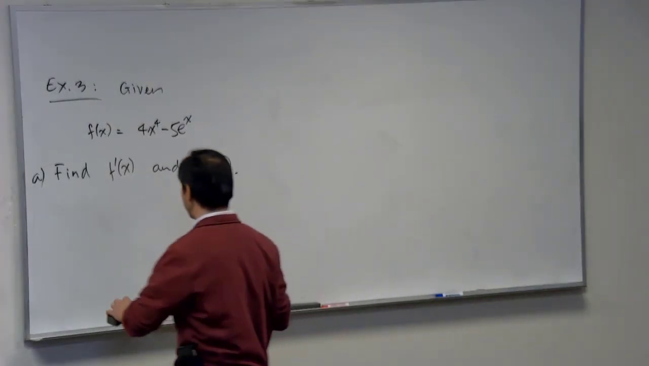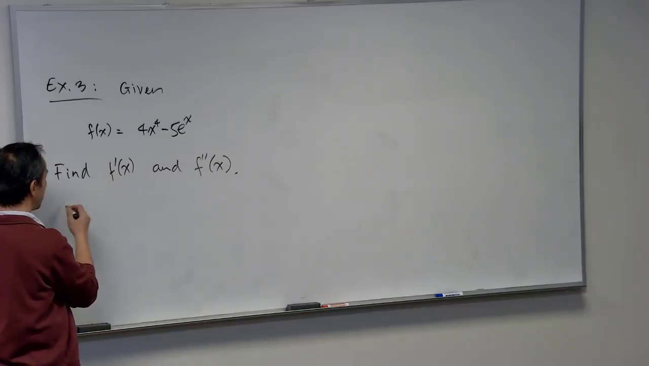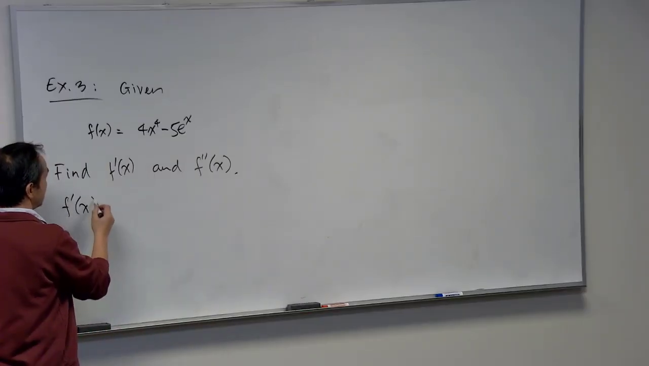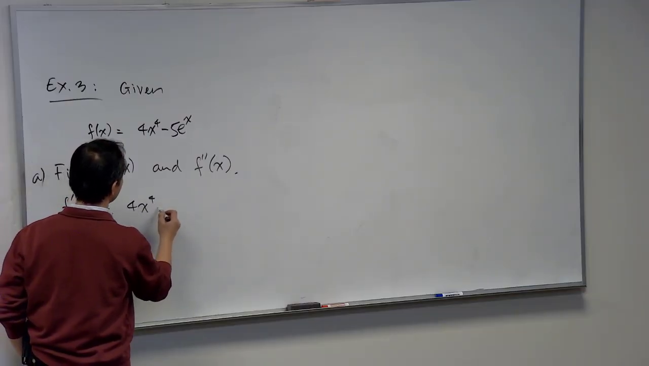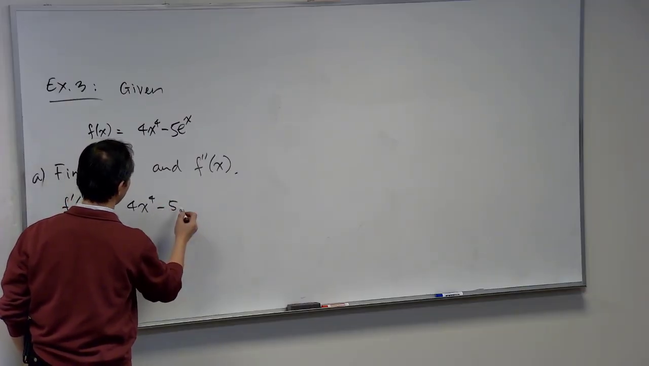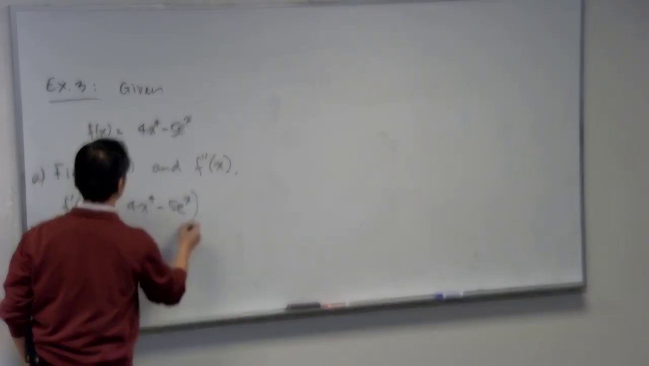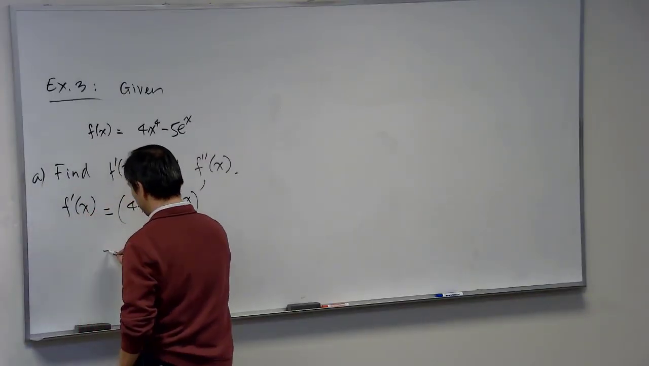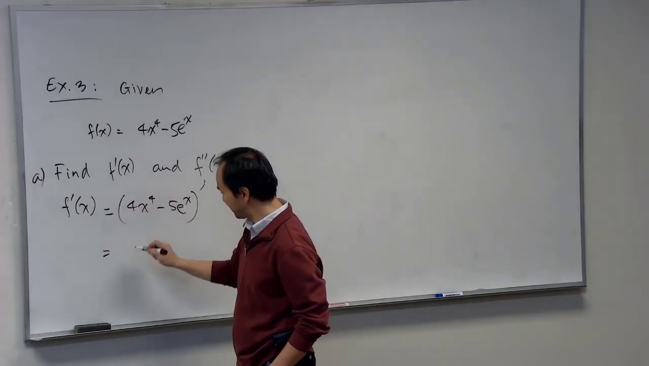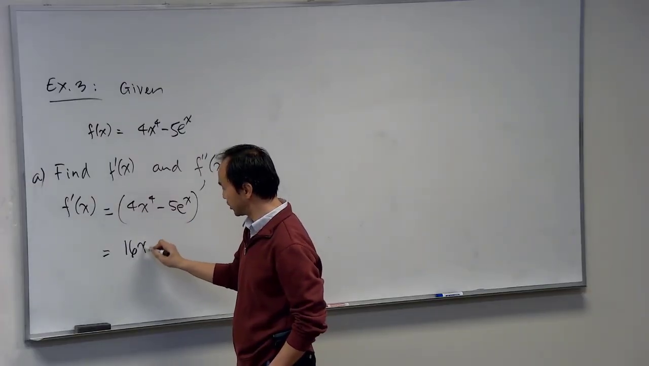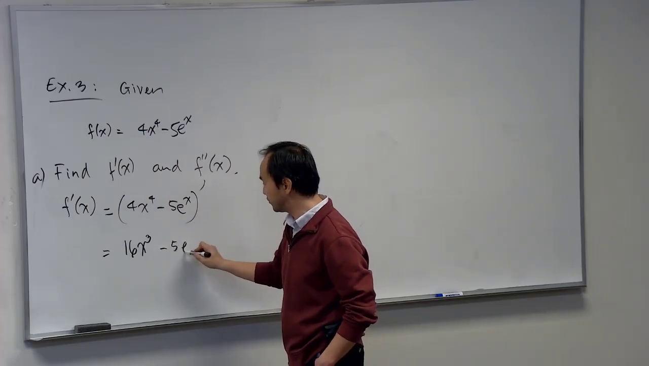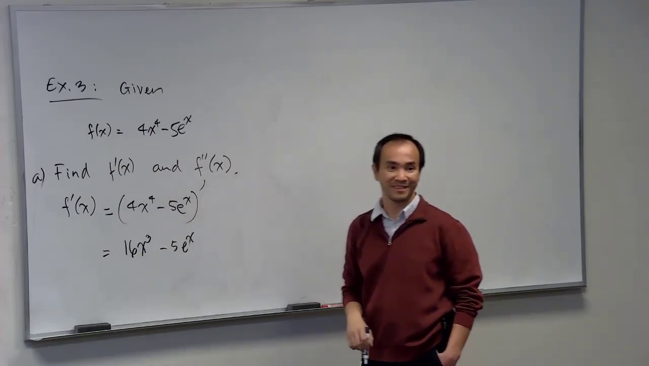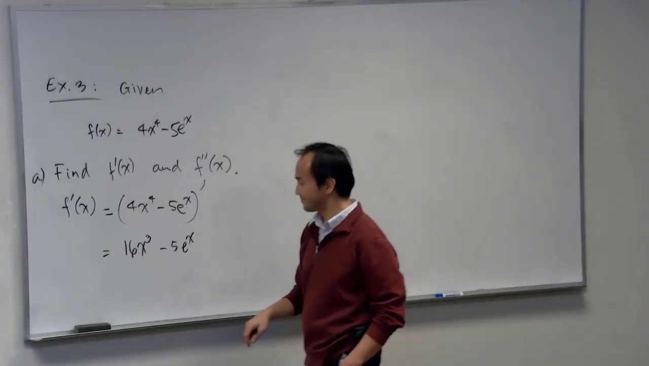Okay, so this part is easy now. Taking the first derivative. That means we're going to take the prime of 4x to the 4th minus 5 e to the x, right? We take the derivative term by term. This term here gives me 16x cubed, right? And that second term here gives me 5 e to the x. Look at that. So that's the first derivative.